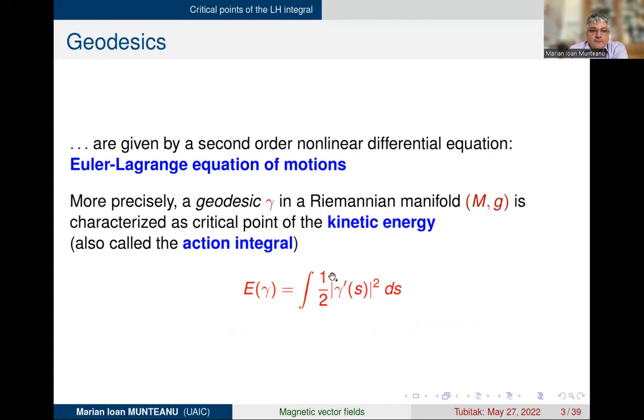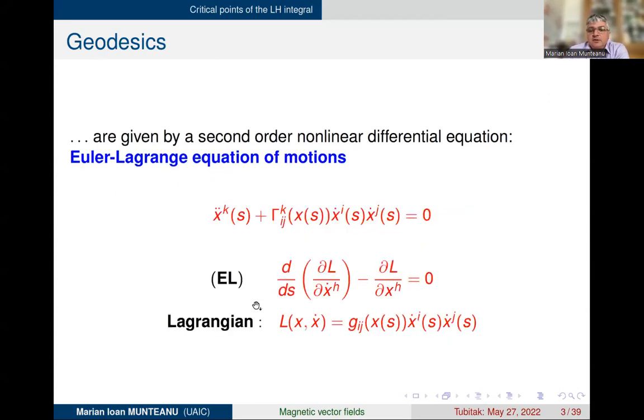Okay, so this is the kinetic energy, and we will consider the variation of this curve, which we want to be a geodesic. If we consider the variation of this integral, we obtain the equation of the geodesics. These are the Christoffel symbols, and we can express this in terms of the Lagrangian. So here is the Lagrangian, and these are the Lagrange equations.